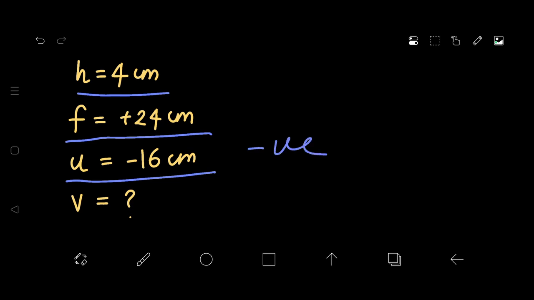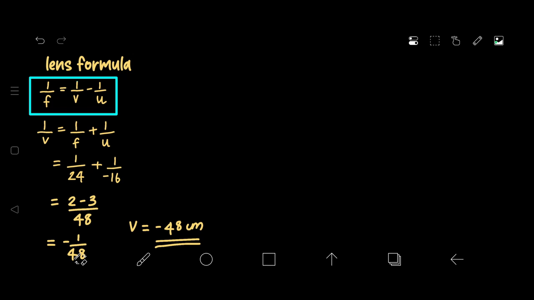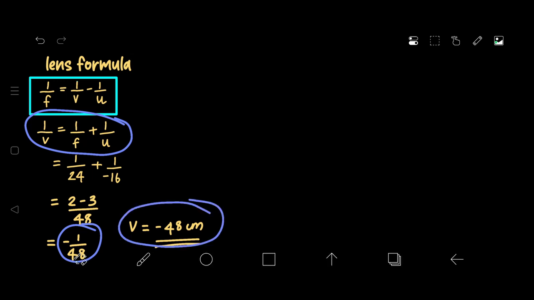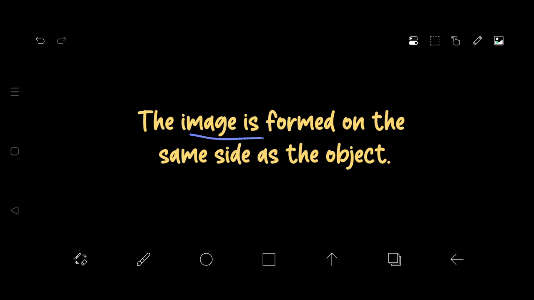We can use lens formula to find the image distance. Lens formula: 1 by f is equal to 1 by v minus 1 by u. Then 1 by v is equal to 1 by f plus 1 by u. Then substitute the values. Finally, we will get minus 1 by 48. 1 by v is minus 1 by 48. Then v is equal to minus 48 centimeter. The image is formed on the same side as the object.